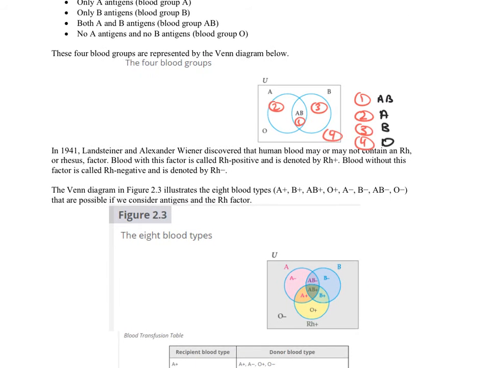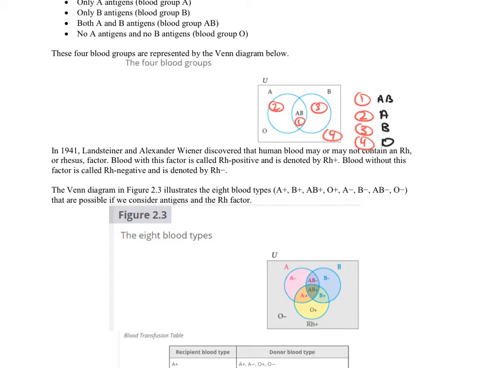It says in 1945, Landsteiner and Alexander Wiener discovered that the human blood may or may not contain an Rh or rhesus factor. It says blood with this factor is called Rh positive and denoted by Rh positive. You put a positive after it. Blood without this is called Rh negative and denoted by Rh negative. You put a negative after it, right? So what that gives us is 8 possible blood types.